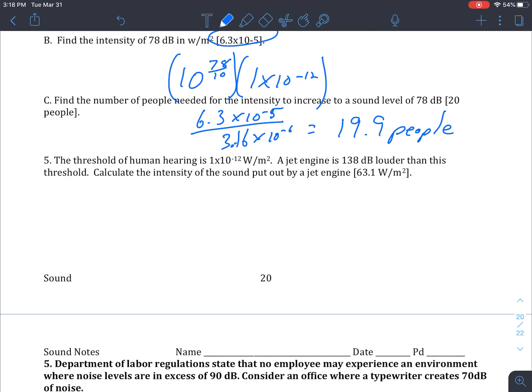And the last problem, 5, we have our threshold of hearing, the smallest thing that we can hear. Then we have a jet engine at 138. And just converting that to watts per meter squared. So same thing that we've been doing.